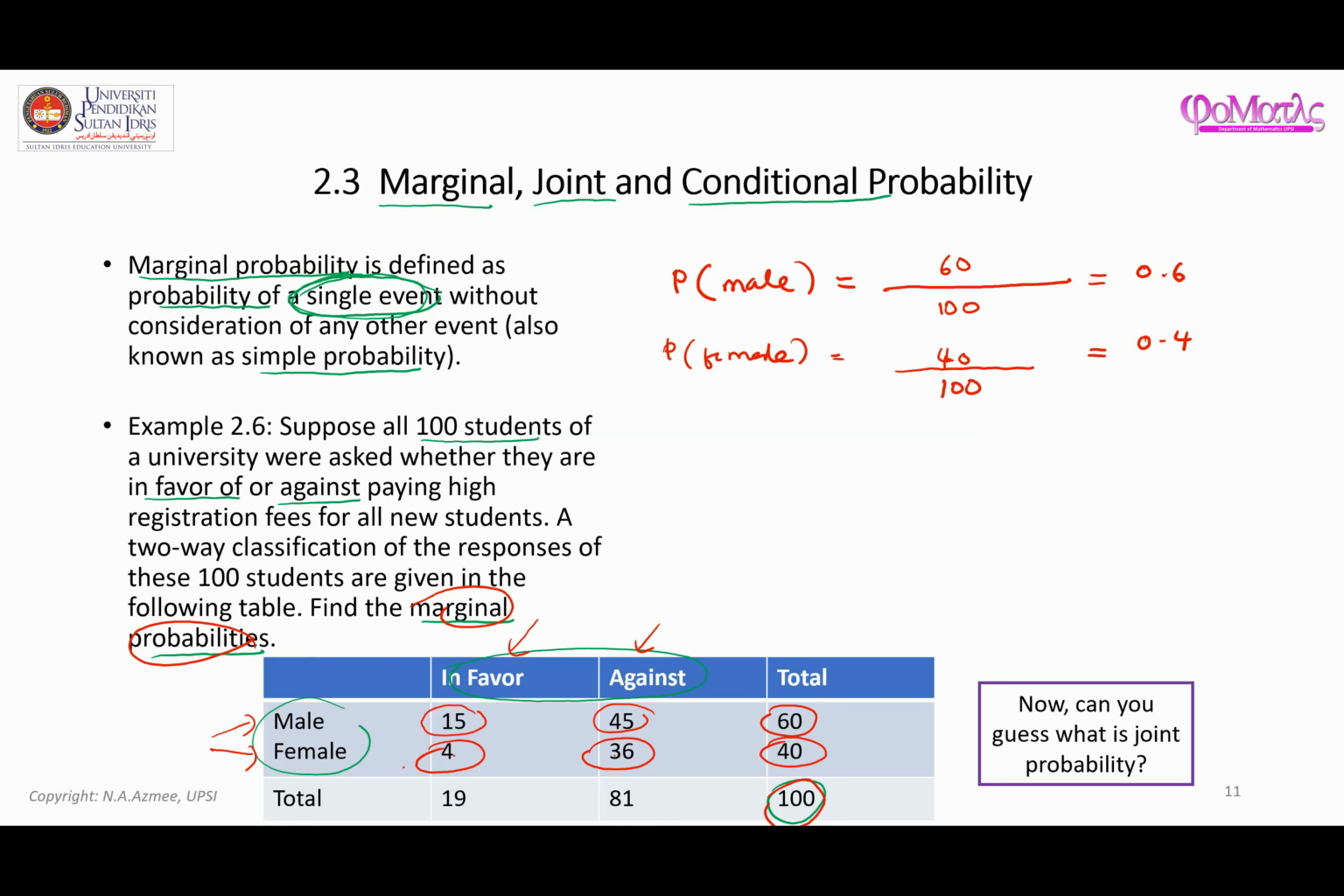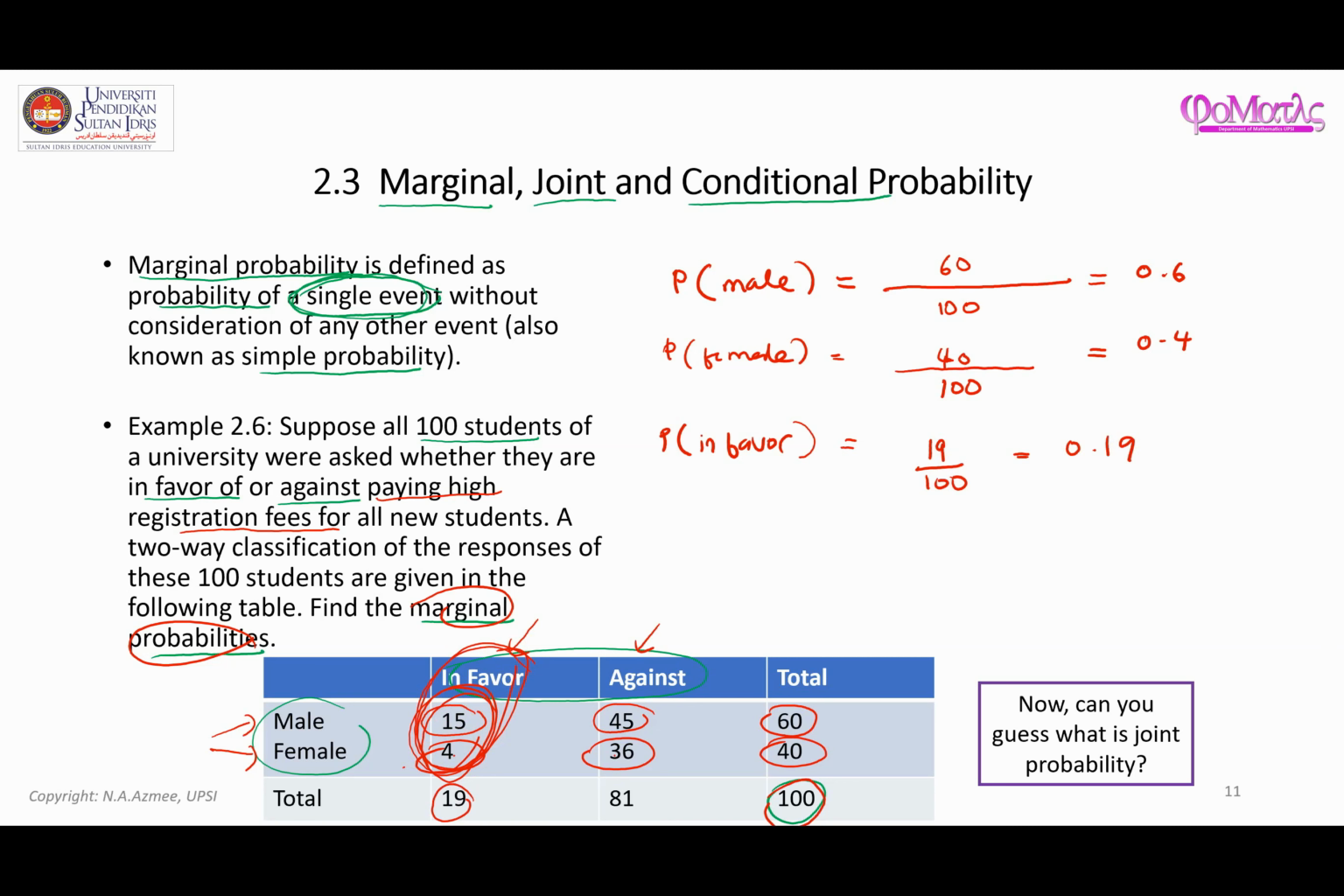Okay, next we're going to move on to the next marginal probability, which is the probability of the student in favor of the suggestion given, in favor of paying high registration fees. So the probability of in favor is going to be, again, how many of them are in favor. In favor is this column, so you can see that the total number of students that are in favor is going to be 19. So 19 over 100, this is 0.19, the probability of students in favor of paying high registration fees.